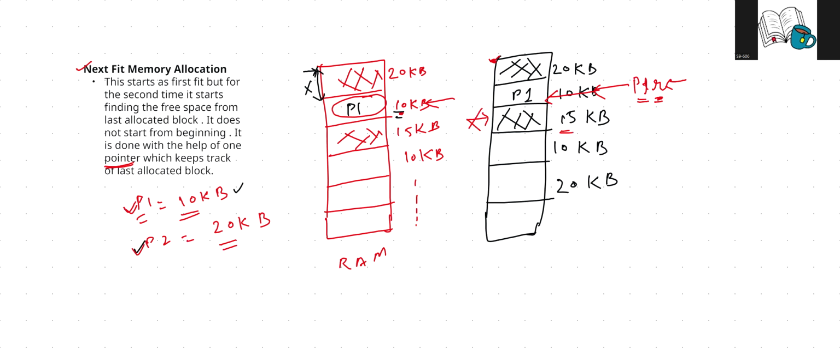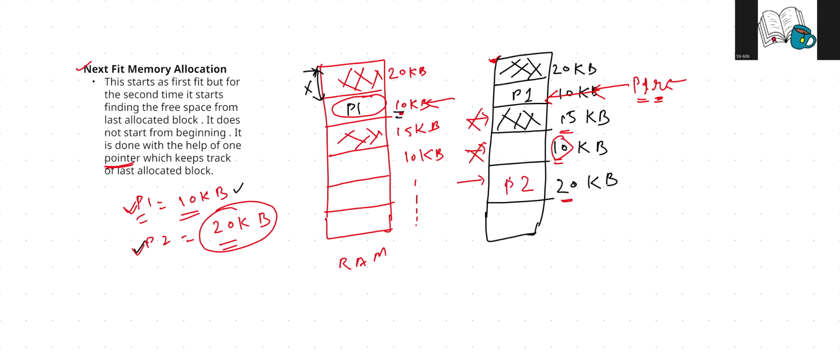Next, scanning will be done on the following block. The size of this is 10 KB, however the requirement for the process is 20 KB, so this block also cannot be allocated. Moving forward, the operating system finds a block of 20 KB size. So process P2 will be allocated to this block.